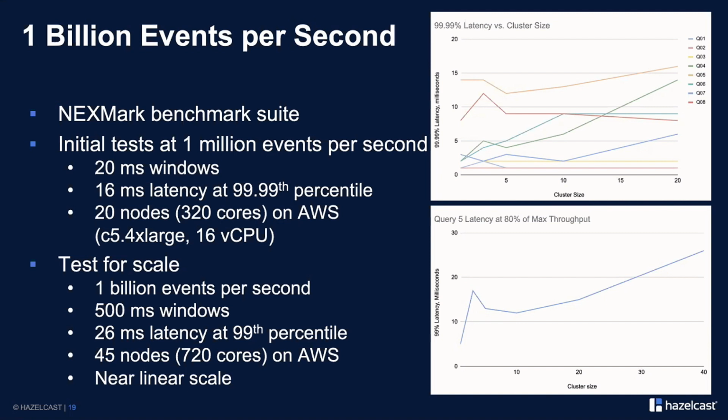And so we changed the parameters so that it's a little bit more realistic. We used a 500 millisecond tumbling window, and we experienced 26 millisecond latency at the 99th percentile, which is a more standard readout for latency in these types of benchmarks. And we did it in only 720 cores in AWS. We experienced near linear scale. At the low end, we get about 25 million events per second, but at 45 nodes, we're getting 1 billion. And if you compare that to other technologies out there, they generally require several thousand, maybe 2,000 or more, cores to be able to handle performance like that.